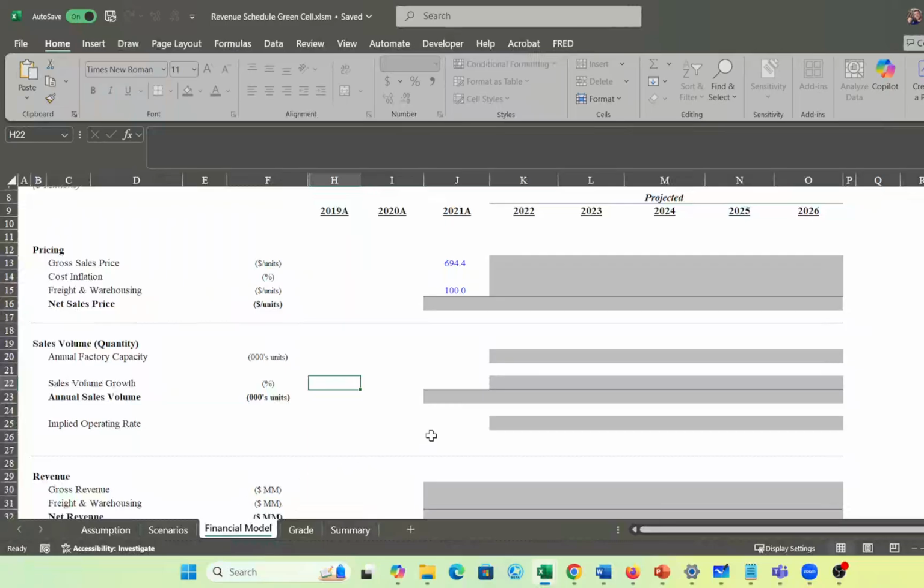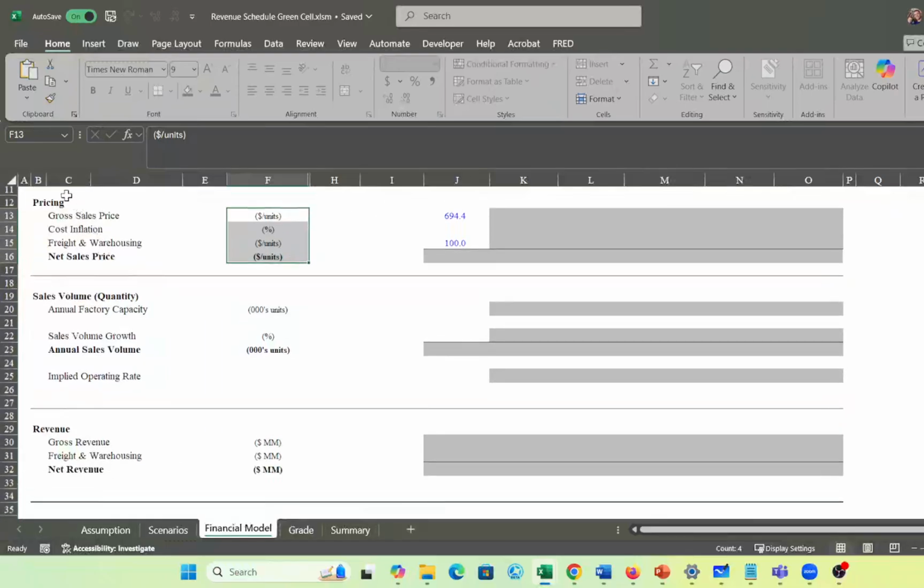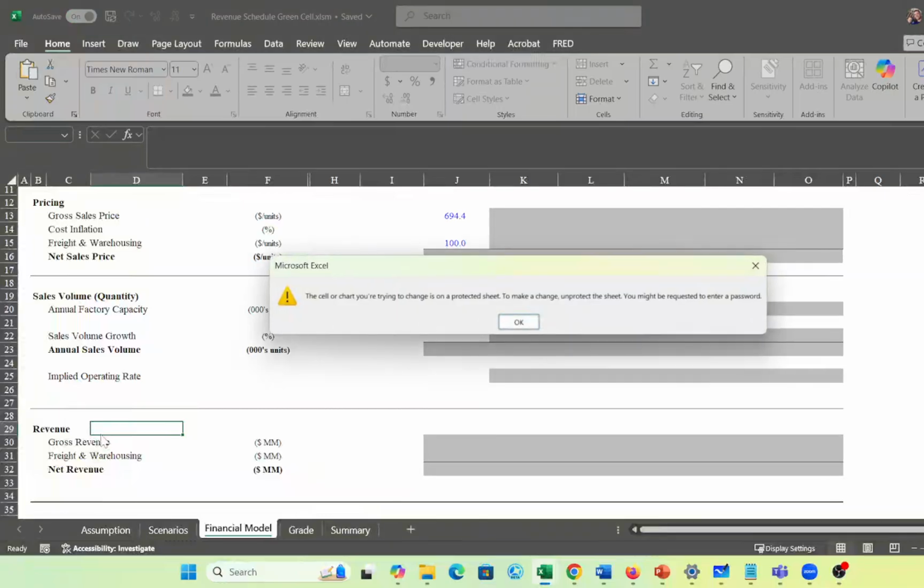Okay, let's get started. First, I'm going to look at right here. We got gross sales price. We got freight and warehousing. This is on a per unit basis. Pricing is always per unit, right? Price per unit. So, what do we have? We have pricing per unit. Quantity must be in units, the same thing. Quantity of a unit. And then you got revenue. What's revenue? That's going to be the price times the quantity.